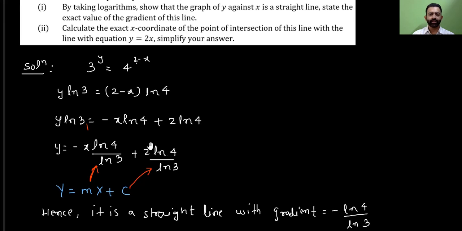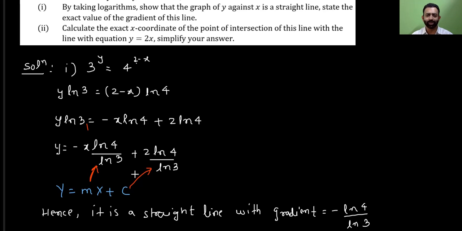Okay, then it says this was your first part, right? Then it says calculate the exact x coordinate of the point of intersection of this line with a line with the equation y is equal to 2x. That means we have to solve the equation of this y equal to whatever we are getting in the first part by the equation y equal to 2x, comparing the y coordinate of both the equations, solve these two simultaneously.